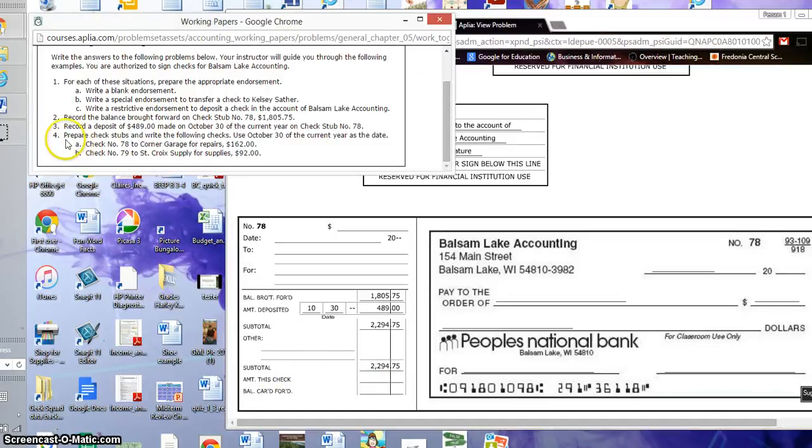And then our last directions, number 4, prepare check stubs and write the following checks. Use October 30th of the current year as the date. Check number 78 was paid to Corner Garage for repairs for $162. And we always fill out the check stub portion before we write our check. So we're going to be filling out this portion, 78 number check for the Corner Garage for some repairs for $162.